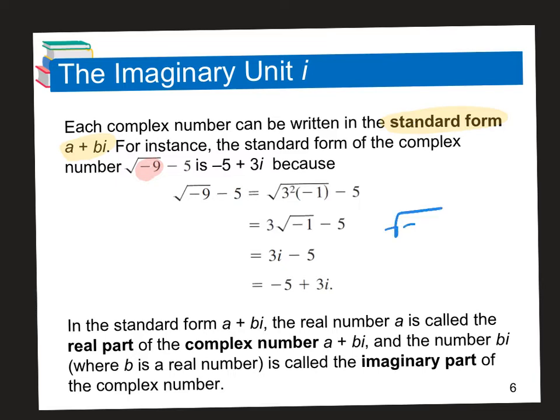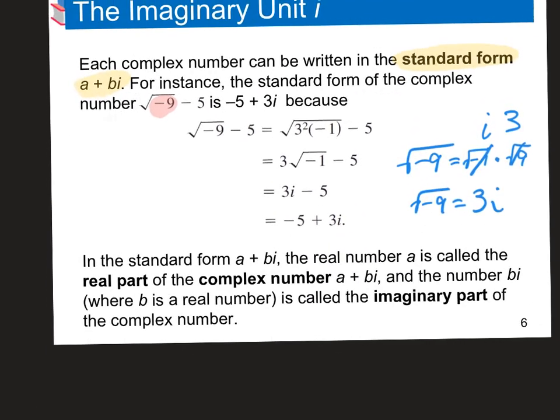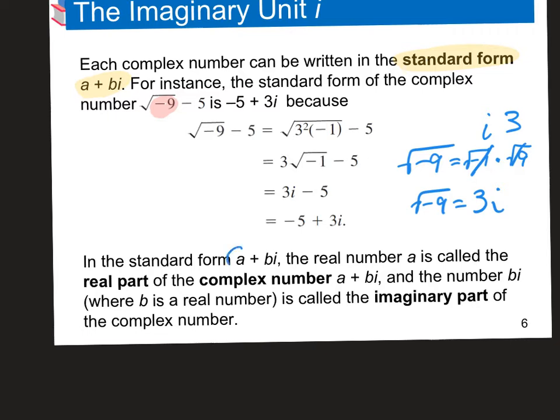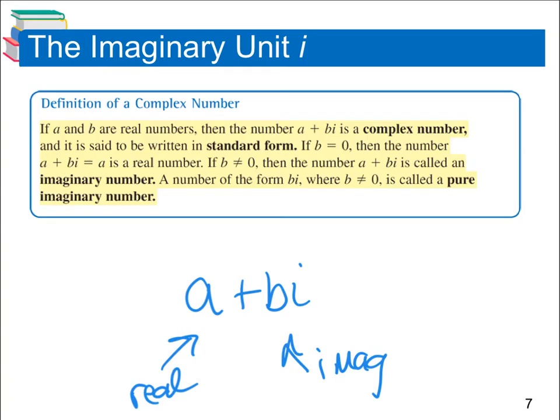So if I have the square root of -9, I would rewrite that as the square root of -1 times the square root of 9. The square root of -1 is i, and the square root of 9 is 3. So the square root of -9 is 3i. The real part is your a. The bi is your imaginary part. It's called a complex number because there's two things.